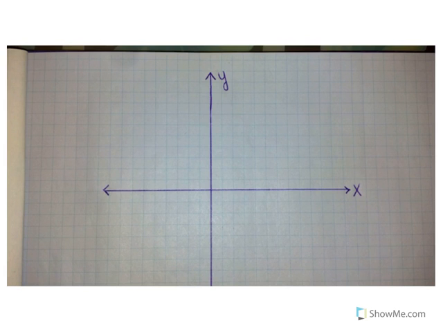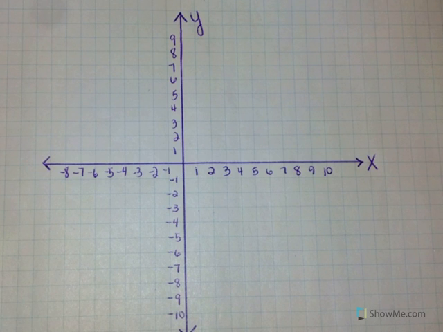The next step is to label those horizontal and vertical lines as X and Y. The horizontal line being X and the vertical line is Y. The next step is to scale your intervals. So in this case I'm going to be counting in ones, but you could possibly count in twos or fives or tens or whatever increment works for what you are graphing.